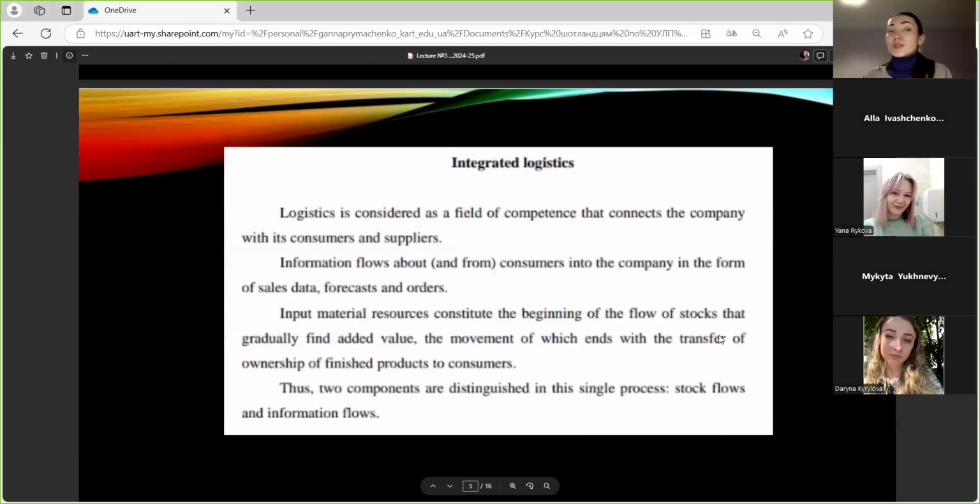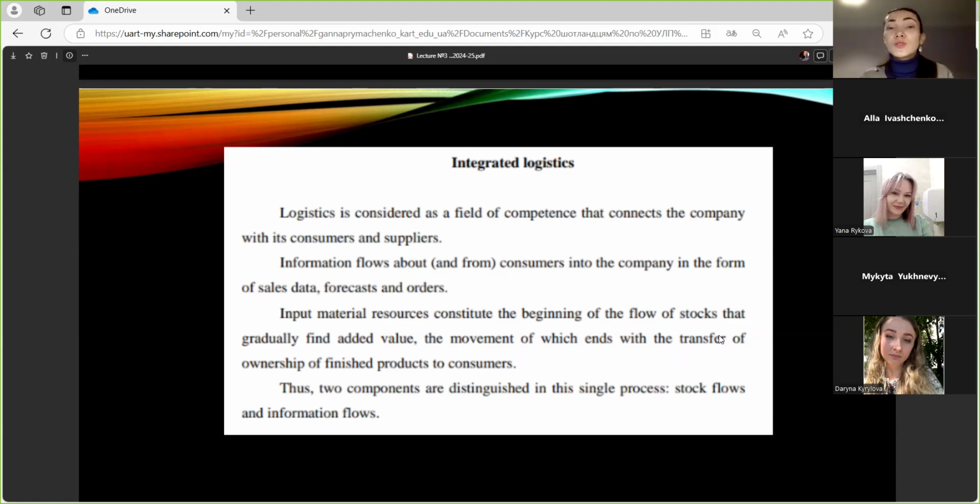So, integrated logistics. Logistics is considered as a field of competence that connects the company with its consumers and suppliers. Yes, it's a special sphere of activity where we can use all these principles and connect different companies. Information flows about and from customers into the company in the form of sales data, forecasts, and orders, and something else, of course. All the information we need to deliver and to store goods and other things.